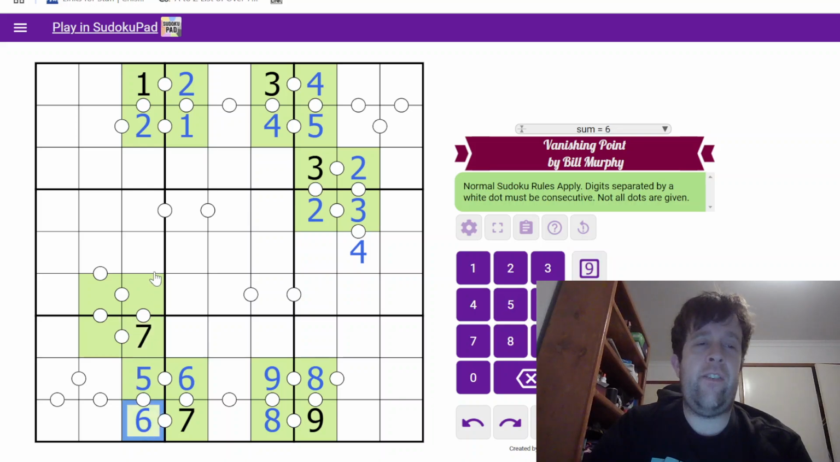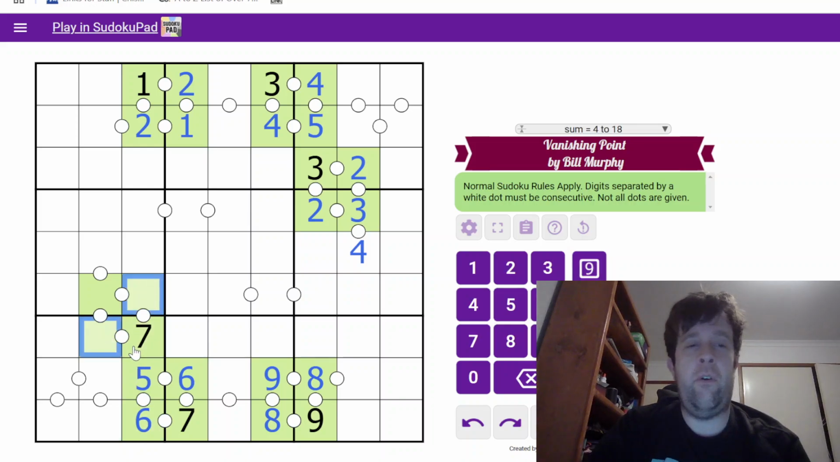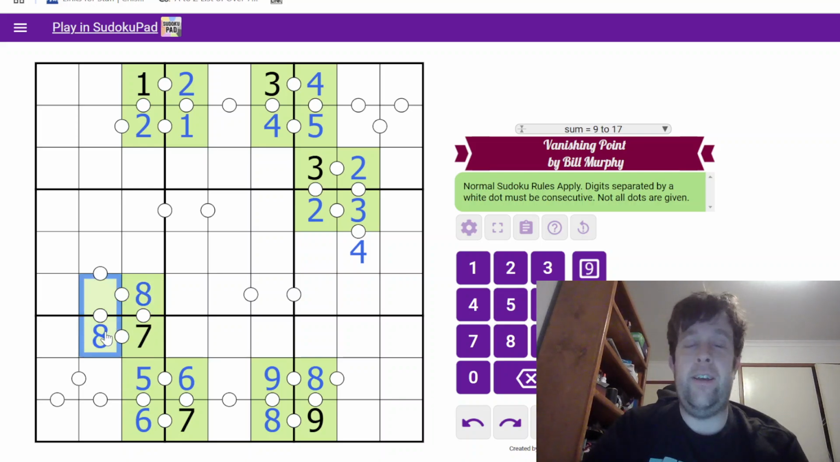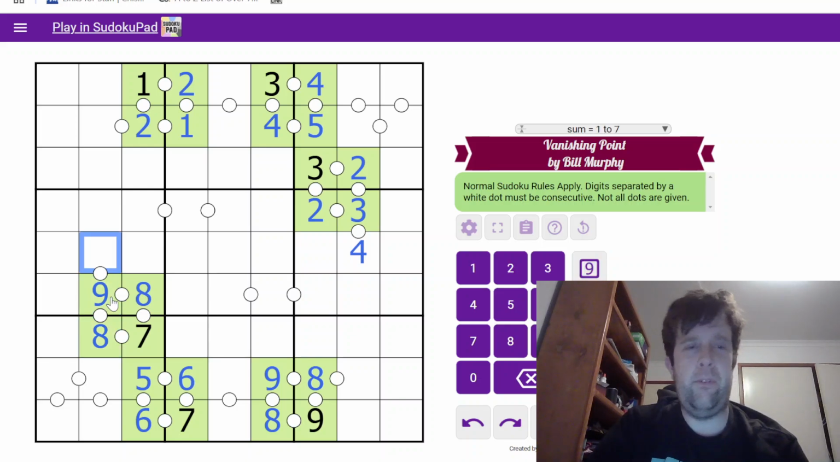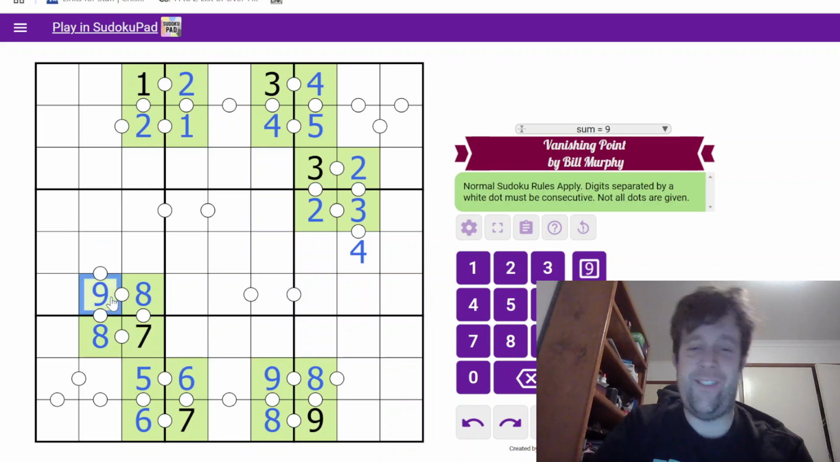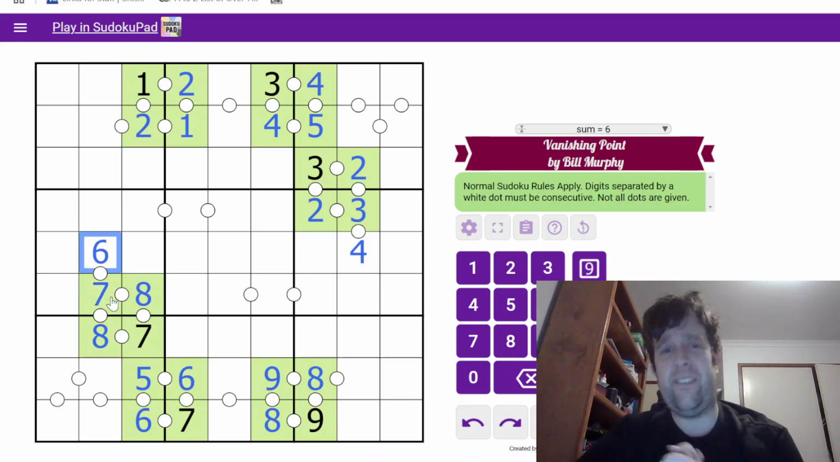Now, the 6 sees both of these cells, so this cannot be 6, it needs to be 8. Now, if this cell here was a 9, this would go up and become a 10. Unfortunately, Sven's Sudoku pad doesn't work like that, so that's not how that goes. That's a 7, that's a 6.